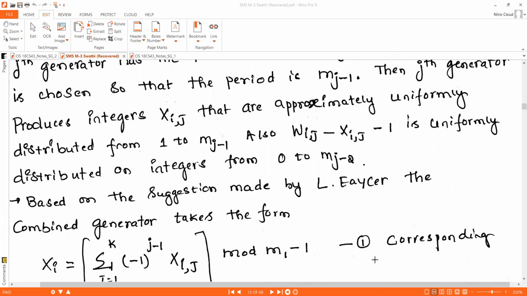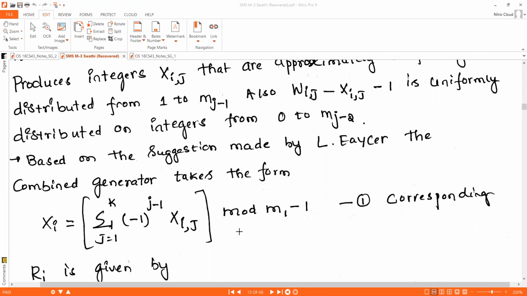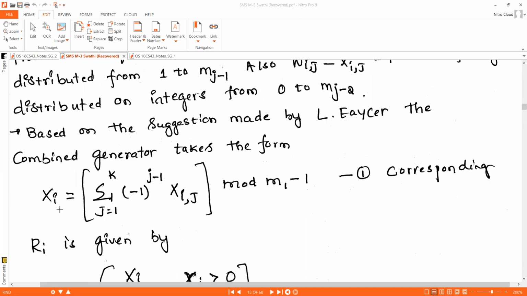Based on the suggestion made by the user, the combined generator form will look like this: Xi is equal to the sum from j equal to 1 to k of minus 1 to the power j minus 1, times Xi,j, mod m1 minus 1. This is the combined generator.